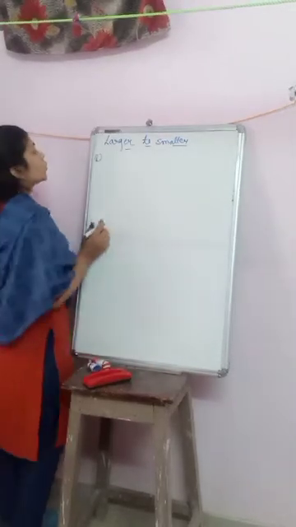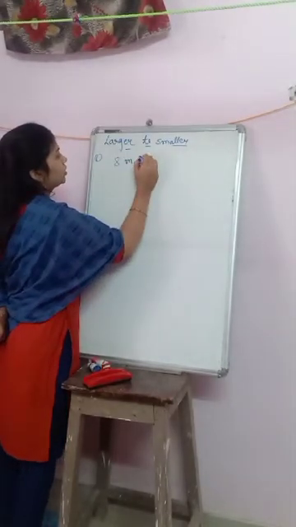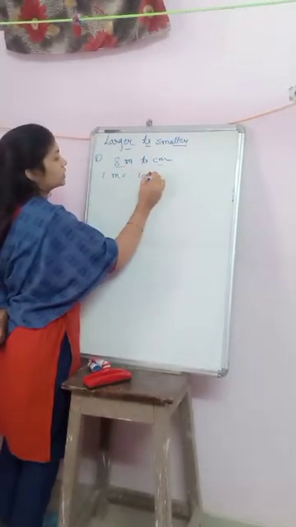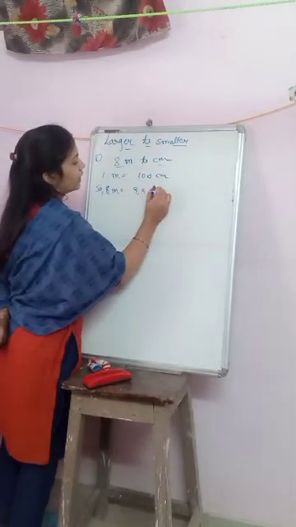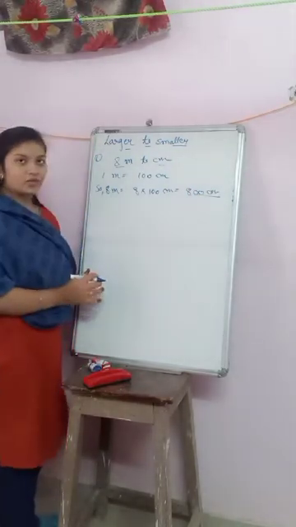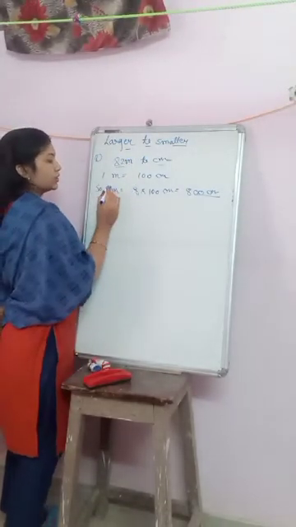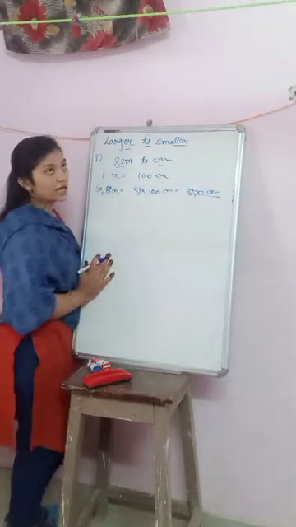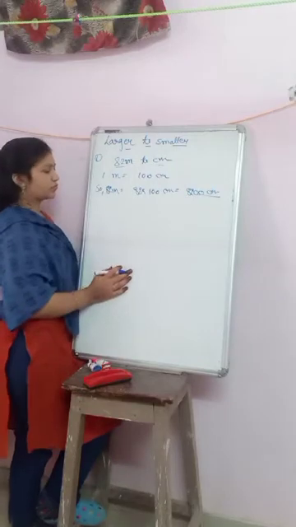Okay, first we are converting 8 meter to centimeter. So 8 meter means 1 meter equals 100 centimeter. So 8 meter equals 8 multiplied by 100 centimeter equals 800 centimeter. Like that you have to convert meter to centimeter. If there is 82 meter, then here you have to write 82 multiplied by 100, and the answer is 8200.